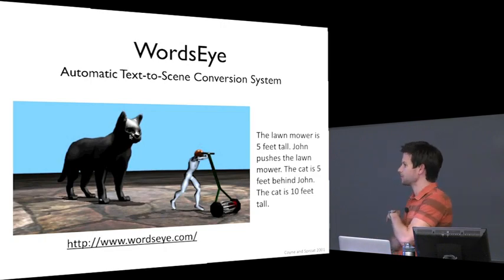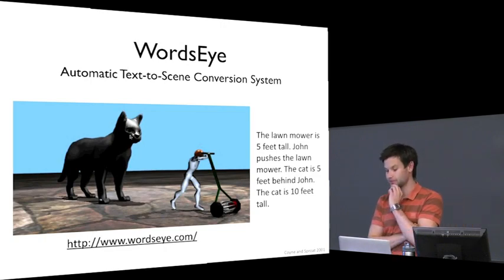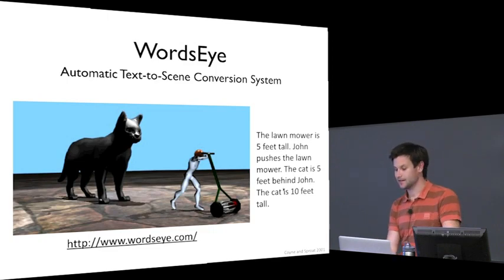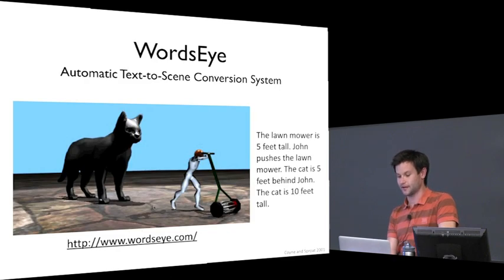So it was a SIGGRAPH paper, so the major graphics conference from 2001. And you actually take a piece of text and you try to create a visual representation or a computer graphics scene that shows what's going on in the text. Yeah? So for instance, this text would be: the lawnmower is 5 feet tall. Yeah? So you add the lawnmower to the scene. Then you say John pushes the lawnmower.